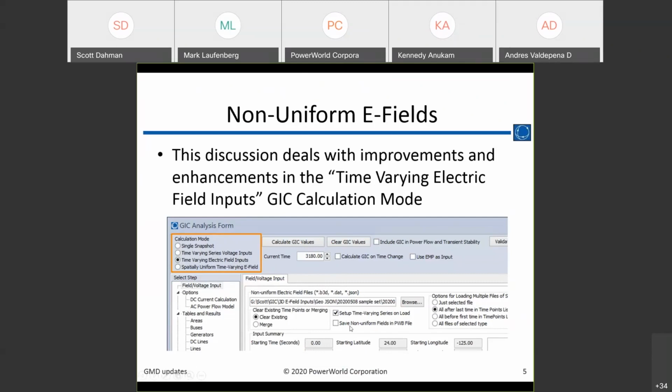So this is the input screen. We have a few different new file types, which we'll talk about in just a moment. And as I mentioned, our binary format for the non-uniform field, the B3D, has been updated. That's kind of transparent to the user, though, kind of behind the scenes.